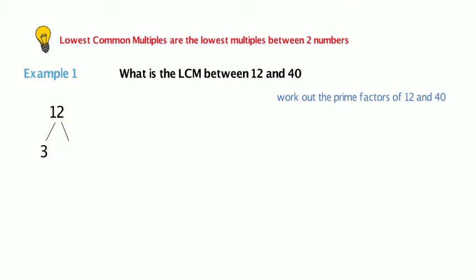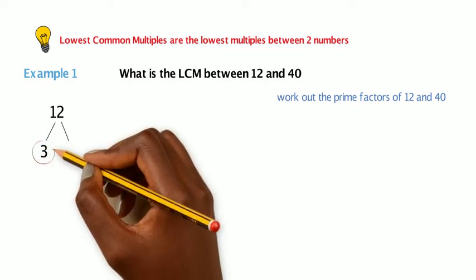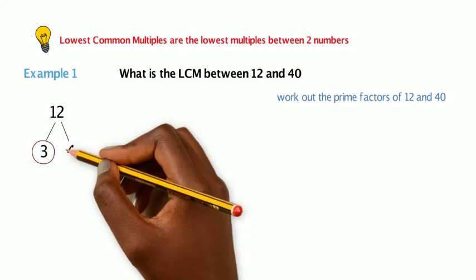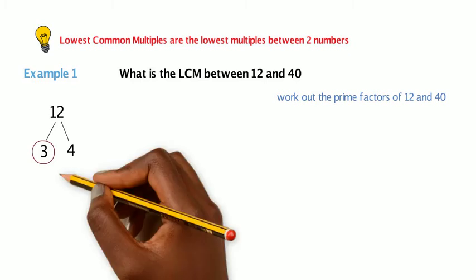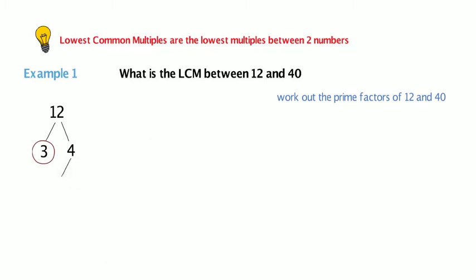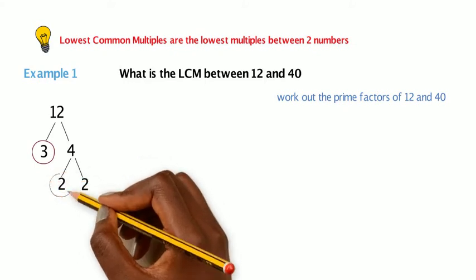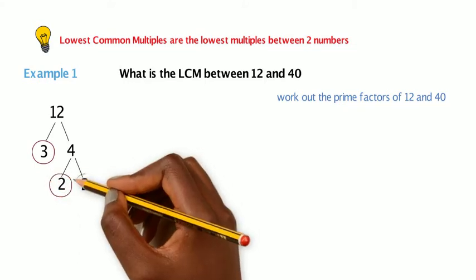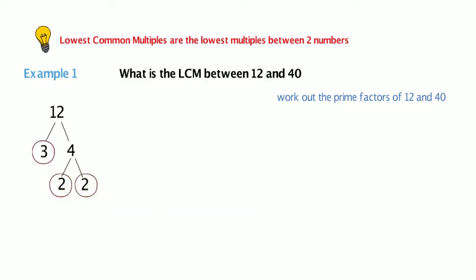So first of all, if we have 12, break that down into 3. 3 is a prime factor, so we're going to circle that, and we have 4 as well. 4 is going to be further broken down into 2 and 2. So because 2 is a prime factor, we're going to circle those and then work out your prime factors for 40.